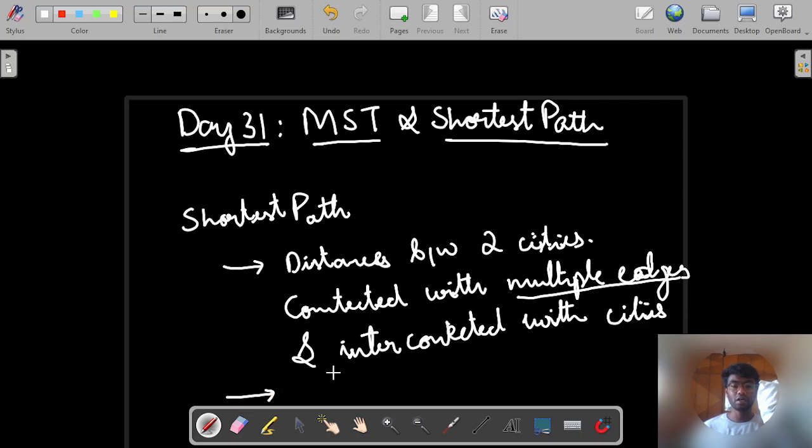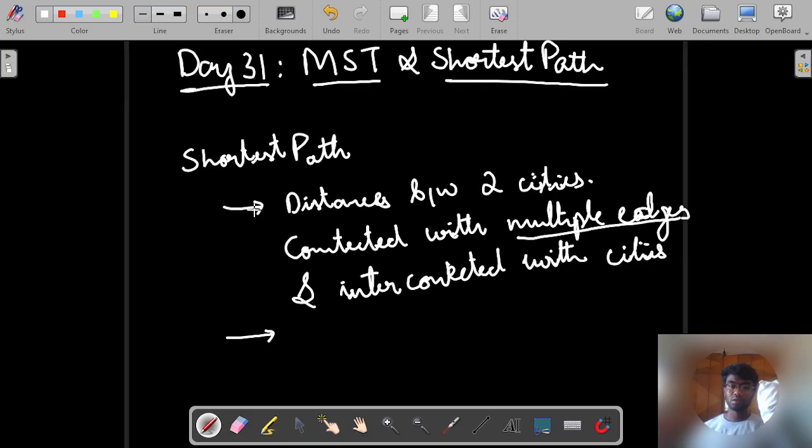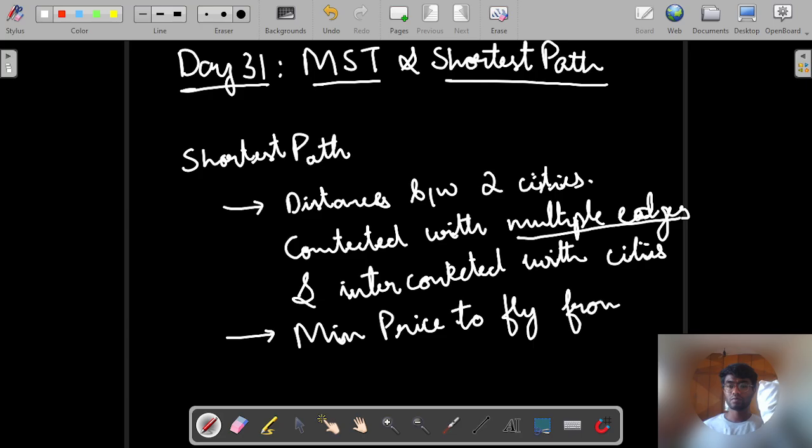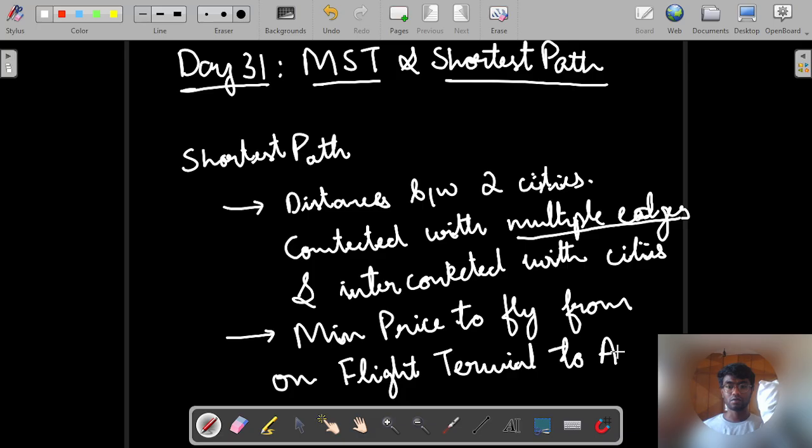So similarly, we can have another example. So these are two basic examples that I can think about, right?